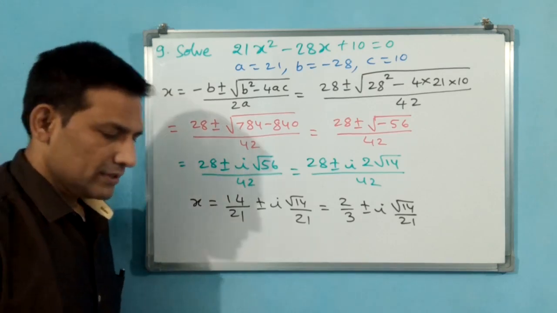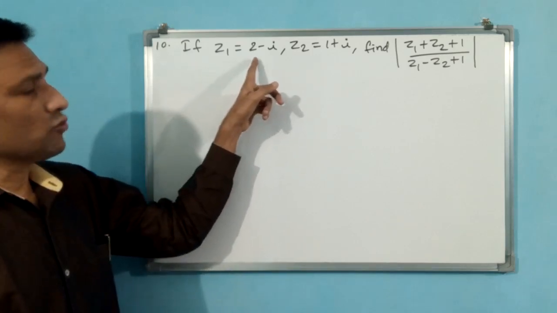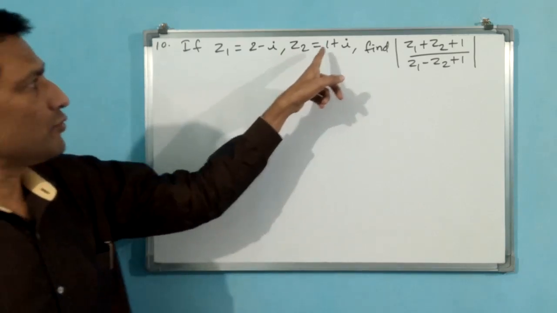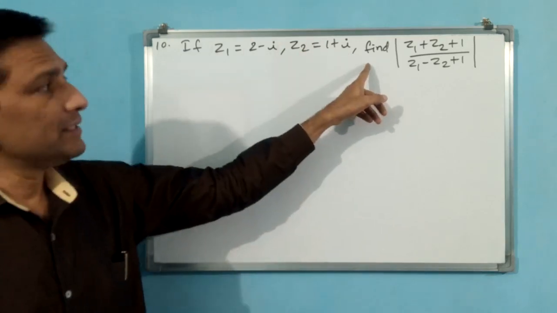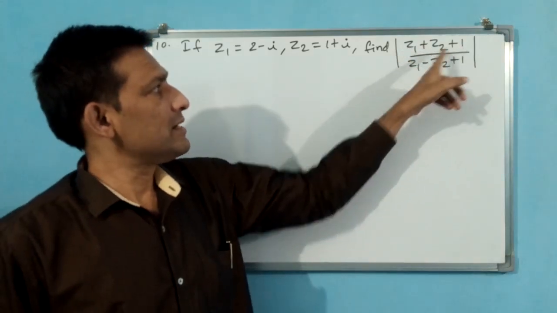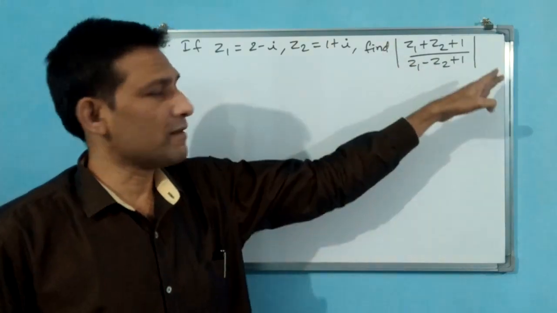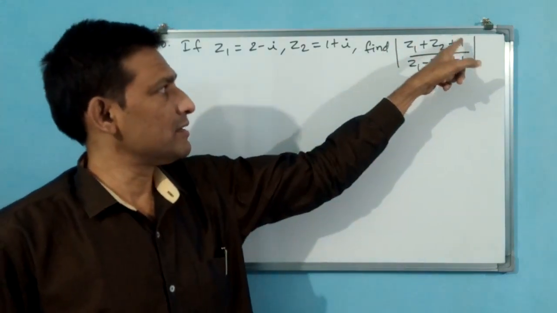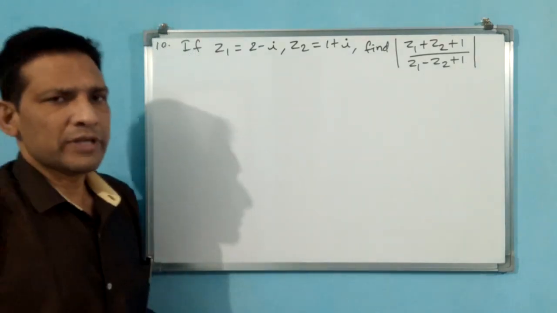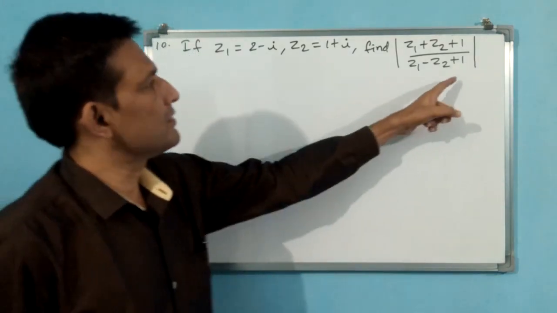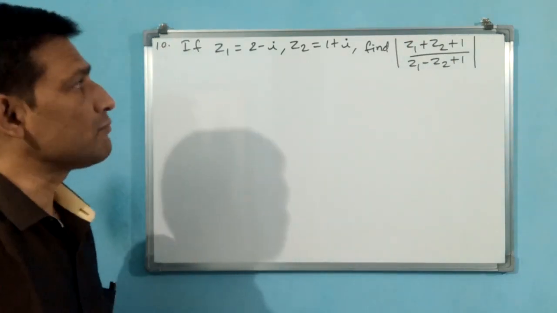Let us go for the 10th question. See the 10th question. If Z1 is equal to 2 minus I, Z2 is equal to 1 plus I, both separate complex numbers, find the modulus of Z1 plus Z2 plus 1 divided by Z1 minus Z2 plus 1. Directly the modulus you cannot find until you make this complete as one complex number. Then you can take the modulus.